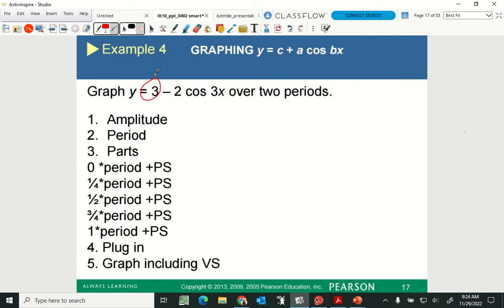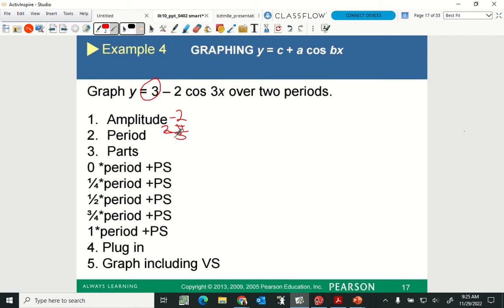So same steps every time. Amplitude. What is the amplitude here? Negative 2. Period. Yep, 2 pi over 3. And then doing the parts. And we've got to do phase shift too.